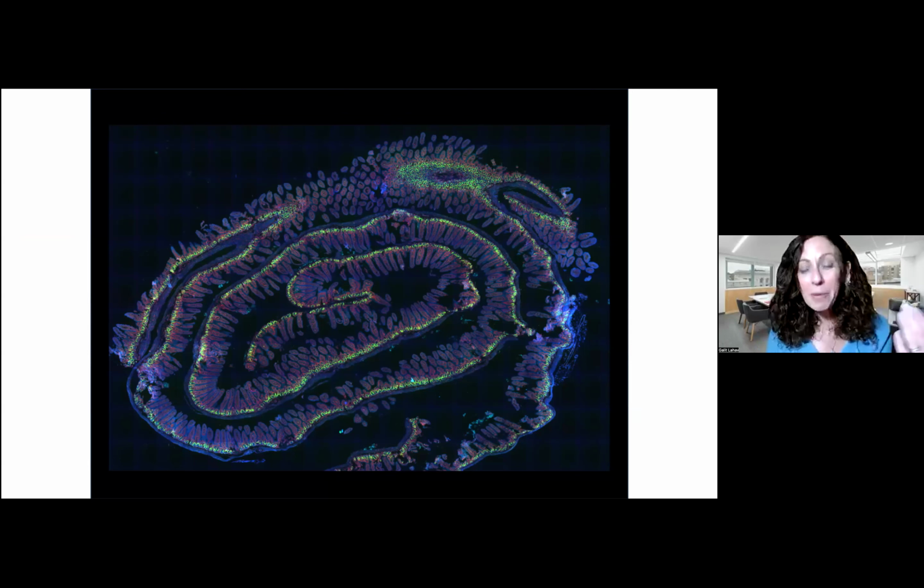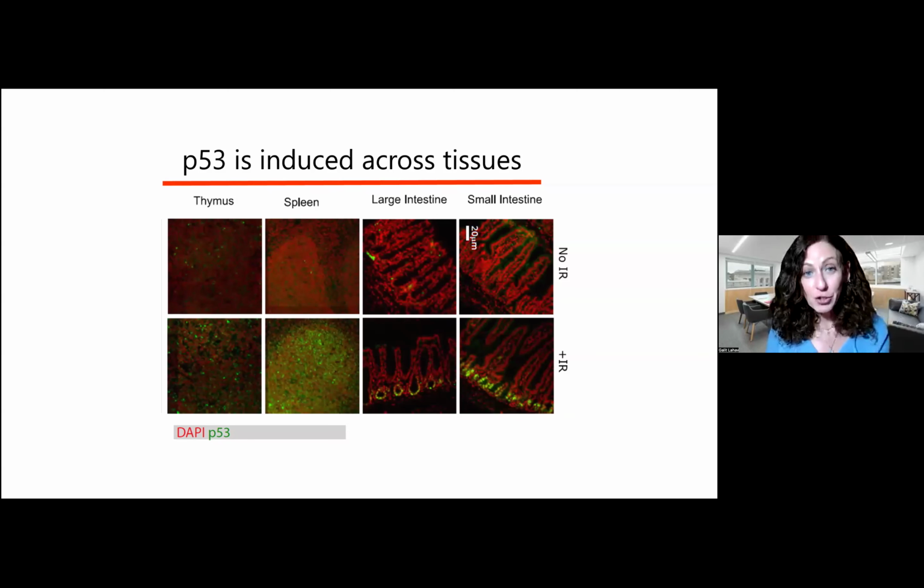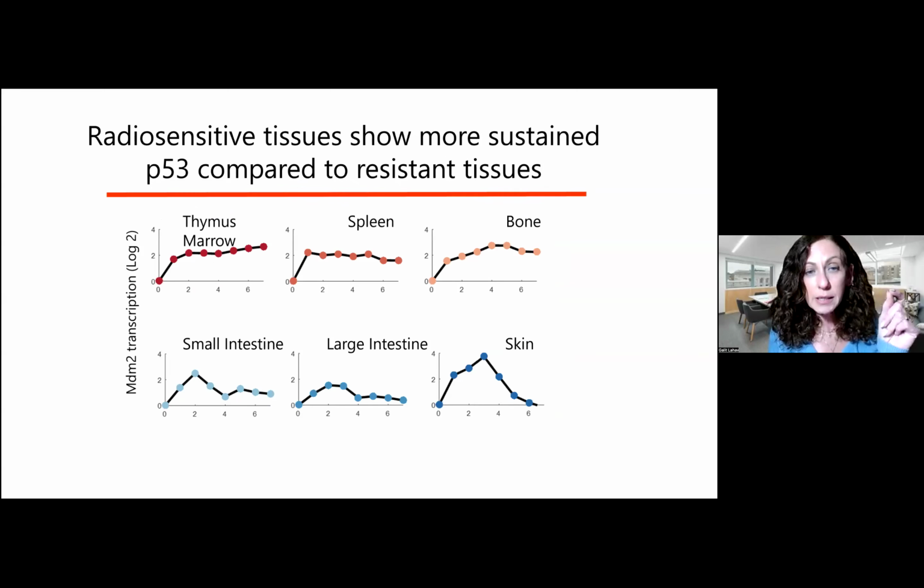But if we follow P53 after radiation in different tissues, we see that before radiation, there's almost no P53 in those tissues. After radiation, tissues induce P53. But the interesting thing is that the dynamics of P53 is different between the different tissues. So let me show you an example. If we look at some of the tissues, we see P53 levels go up and stay high in the thymus, spleen, bone marrow. But in other tissues, small intestine, large intestine, skin, we see something that looks like oscillations or maybe just a wide pulse, okay?